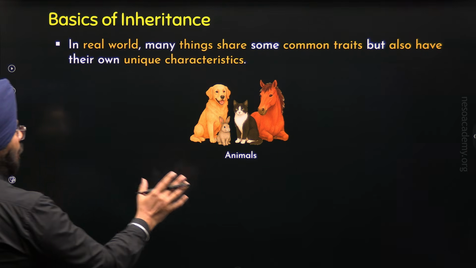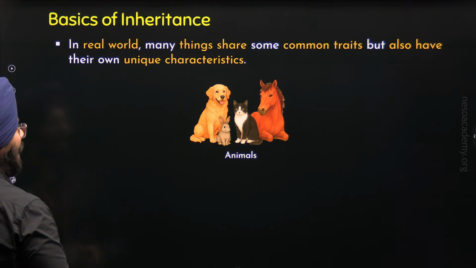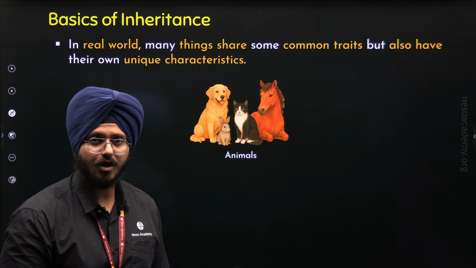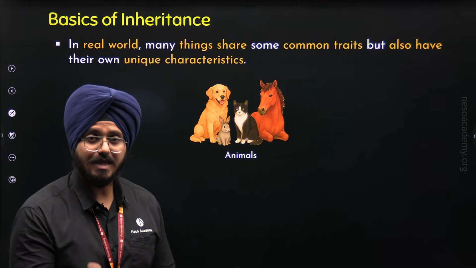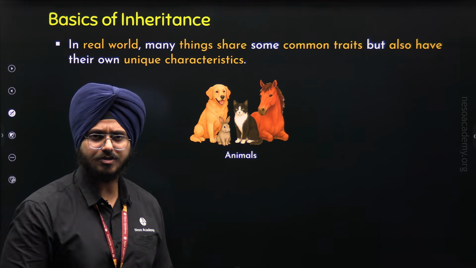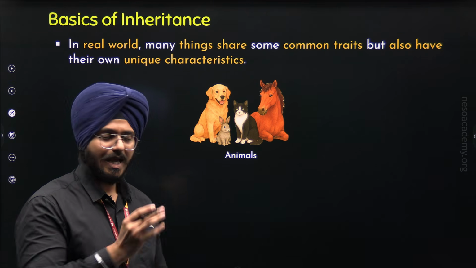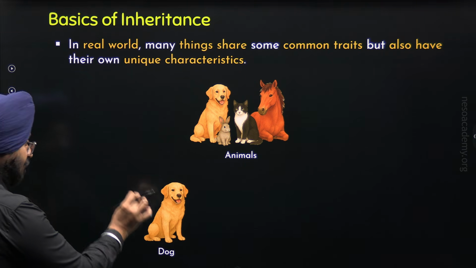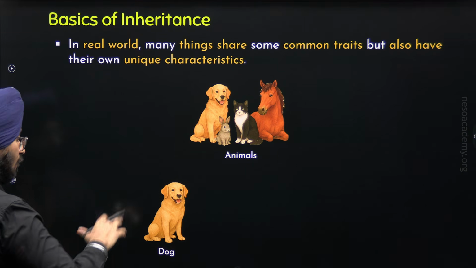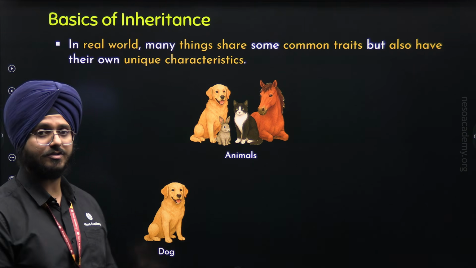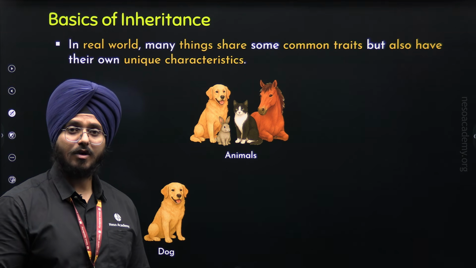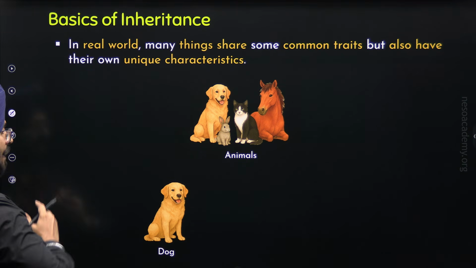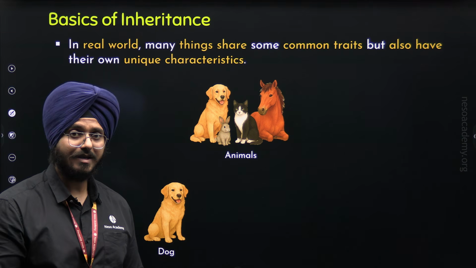Let's take one example to properly understand this. Let's consider a group of animals. We know animals have some common characteristics. They can eat, they can walk, they can sleep, they can see. These are some of the common characteristics of animals. Now let's pick one animal from here. Let's pick dog. If we specifically talk about dog, then it also has some unique characteristics. For example, dog can bark. This is not true for most of the animals. Most of the animals do not bark, but dog can bark.